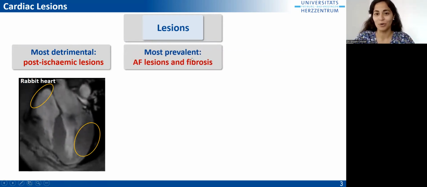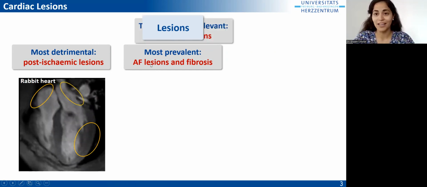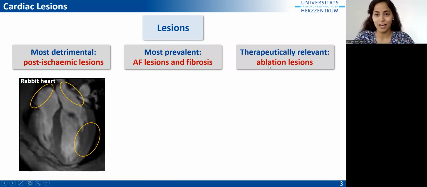The focus is on the most prevalent lesion, so atrial fibrillation. This is the most common type of arrhythmia. It affects millions of people. We intervene with ablations, and this presents a very high economic burden.